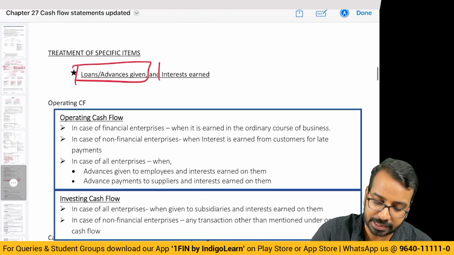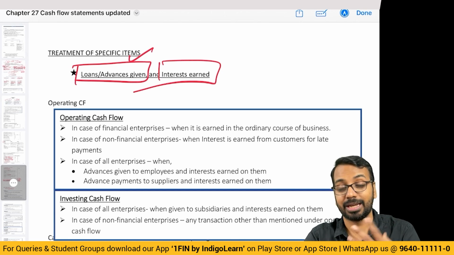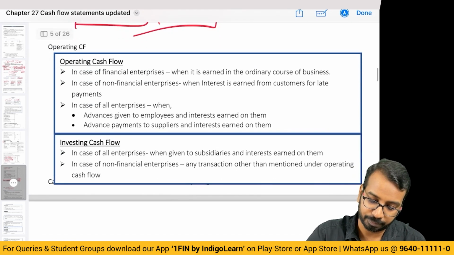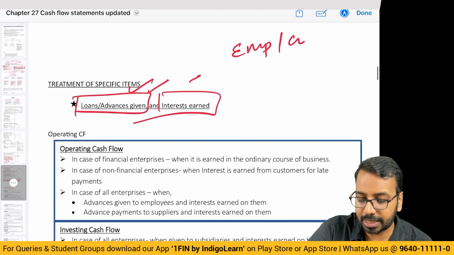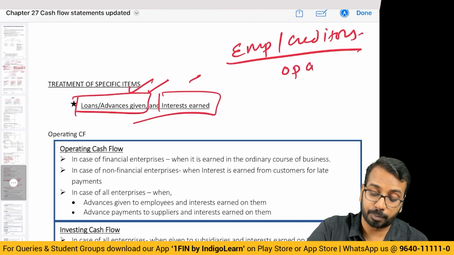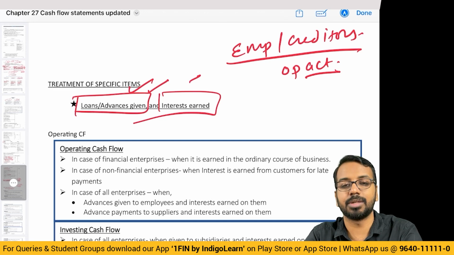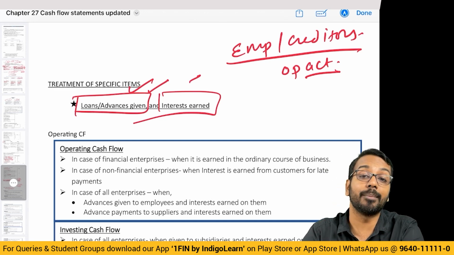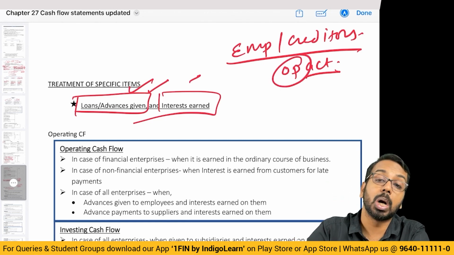Sometimes you have loans and advances and interest earned on loans and advances. If my business is to give loans and take loans, then this becomes my operating cash flow. Otherwise, it becomes my investment cash flows. Then, if you are giving advances to employees or creditors, this is a part of your operating activities. Let's say I am in a business of manufacture of goods. I have given loans to my employees and I've collected interest from them. That is also part of my operating activities.